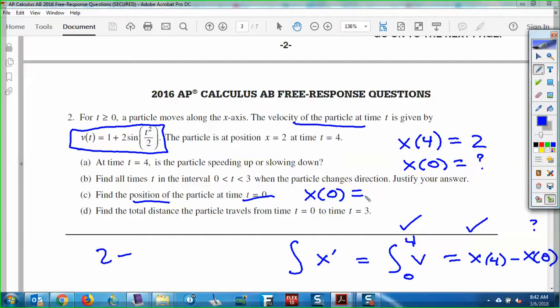So if I add x of 0 over to here and subtract the integral here, I'll have x of 4 minus the integral. So 2 minus the integral will give me x of 0. What do we get? Negative 5.219. Is that the integral, or is that when you subtract it from 2?